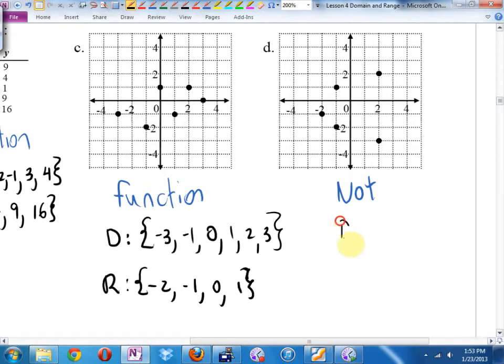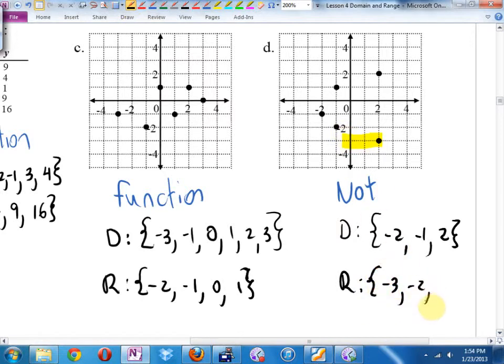Here, domain, -2, -1, and 2. Range. What's the range here? Here's the lowest y value. What y value is that? That's going to be in the range. -2. Keep going. Keep going. You do know. You were just zoning out. You back?